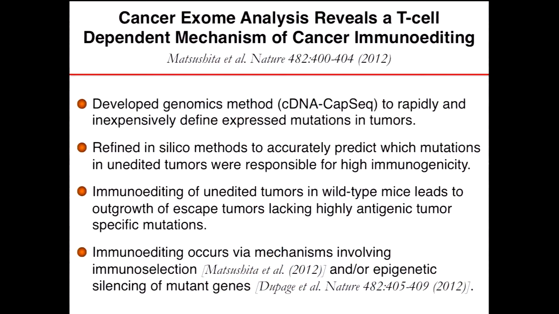And so together with Elaine Mardis, who's our colleague in the Genome Institute at Washington University, we sequenced this tumor. We refined the in silico methods that allowed us to predict which of these mutations would form the antigens responsible for the high immunogenicity. And then we could show that immunoediting of these tumors was the selection by the immune system against these tumor cells that had these strong antigens. And so I think this work has set up the possibility that we might be able to use genomics and bioinformatics approaches to go after antigens within tumors and use them as vaccines to treat cancers. And I'll just stop here by saying that that's precisely what we are now looking at.